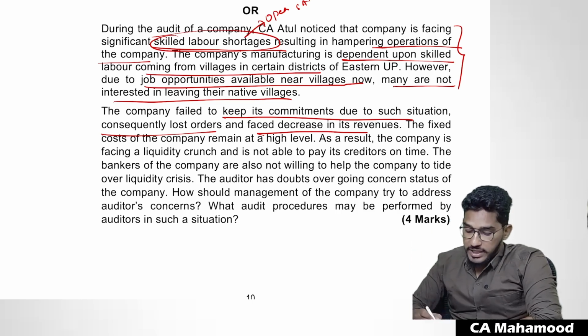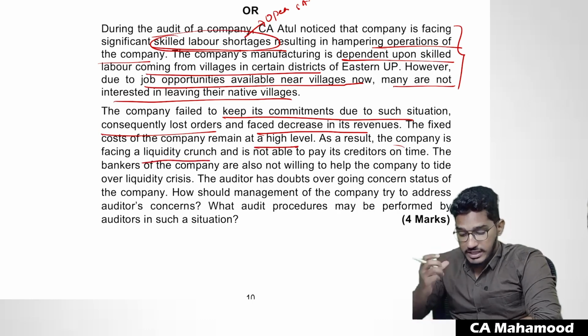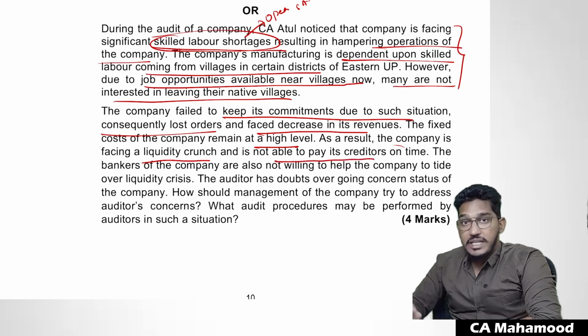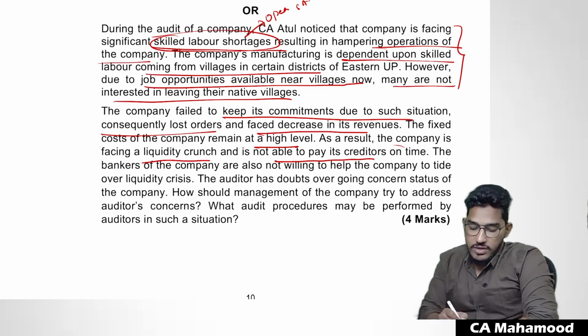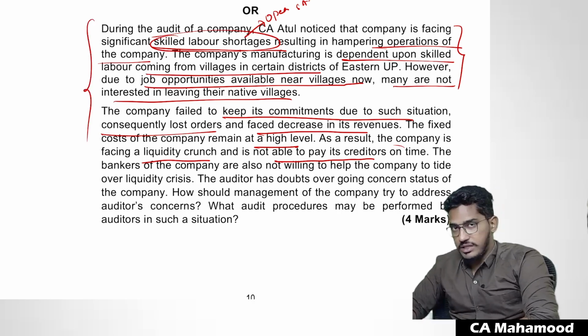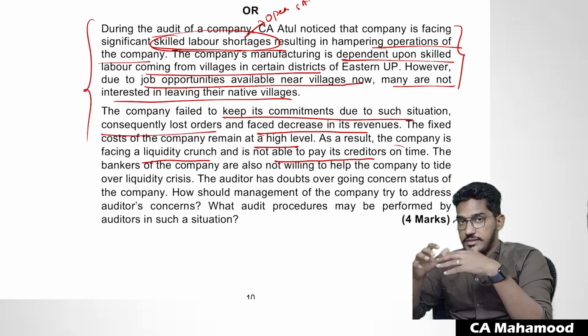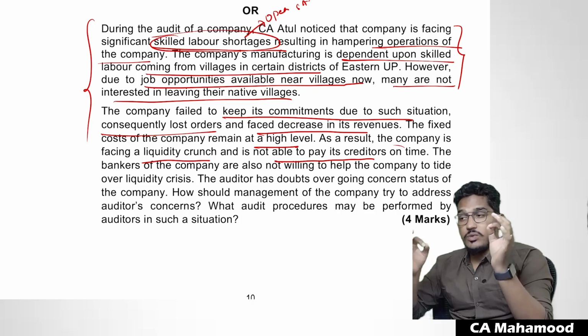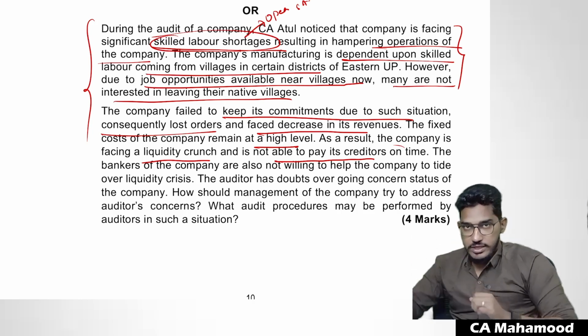The fixed costs of the company remain at a high level. As a result, the company is facing a liquidity crunch, liquidity crisis, and is not able to pay its creditors on time. Financial indicators. The bankers of the company are also not willing to help the company tide over the liquidity crisis. Even bankers are not ready. See, through all these paragraphs, they are trying to say the company is facing various cases which should bring the auditor a doubt regarding the entity's ability to continue as a going concern.